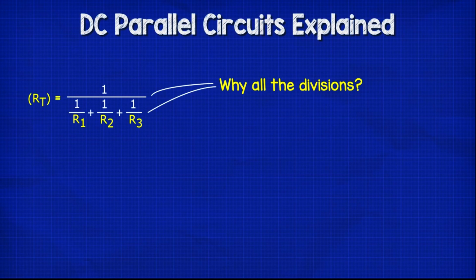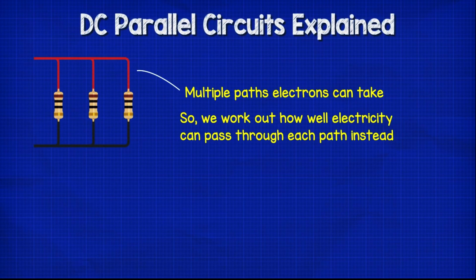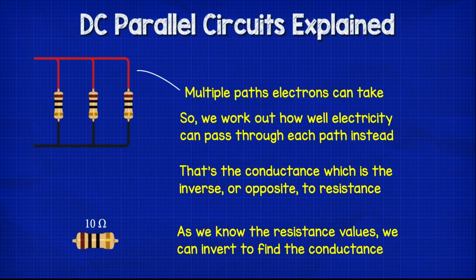So why are we using all these 1 divided by resistor fractions in the formula? Well, you don't really need to remember why we do it, you just need to remember how to use the formula. But I'll just explain briefly why we do it this way. Because there are so many paths for the current to flow through, we instead work out how well electricity can pass through each path. That's the conductance, which is the opposite or the reciprocal of resistance. As we already know the resistance value of the resistors, we can just invert this value to find the opposite.